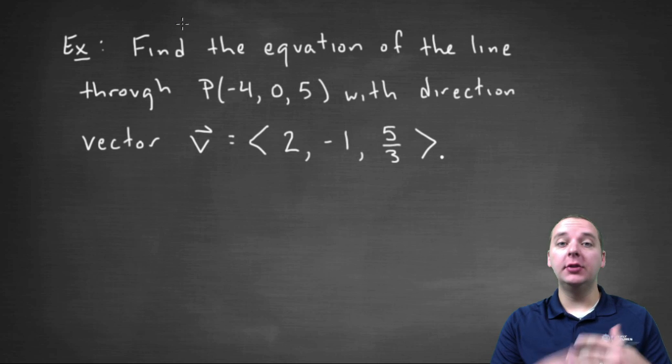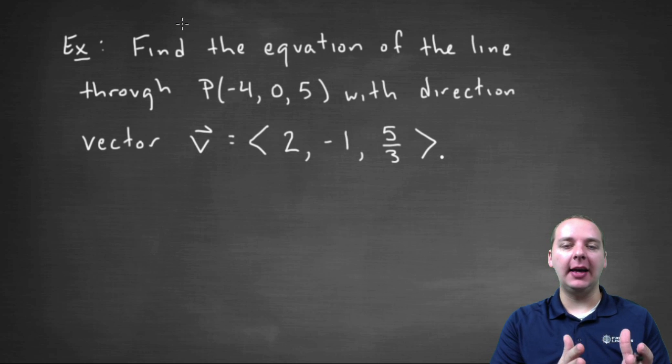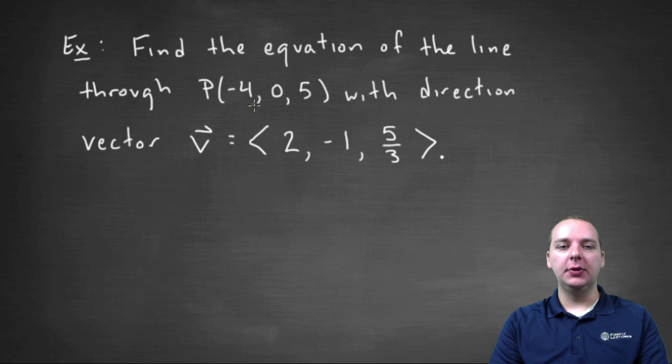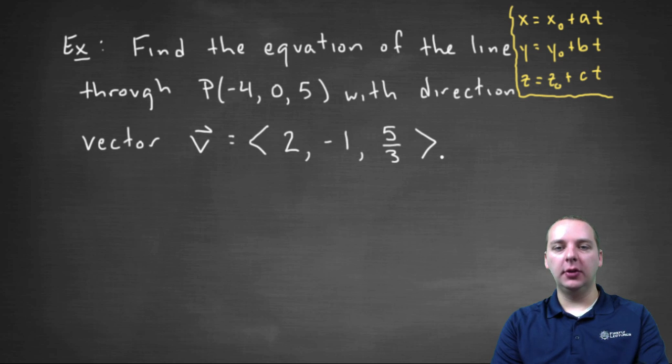Here we're going to look at a very straightforward example of a line in three-dimensional space. Basically, all we're being asked to do is find the equation of a line that goes through a certain point and has a certain direction vector in three-dimensional space. And if you remember, those are the two things that you need to write an equation in three-dimensional space. So let me remind you what that formula looks like.